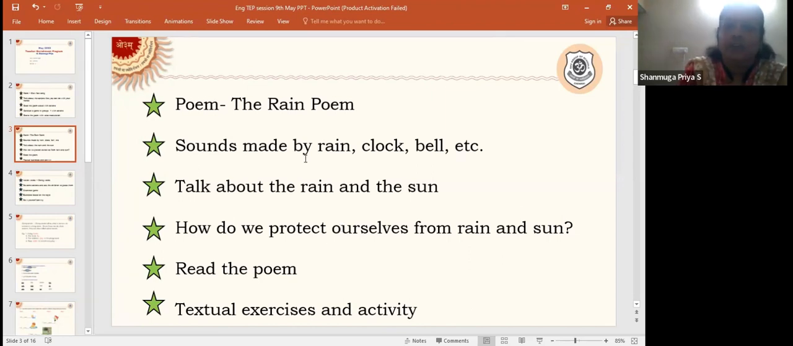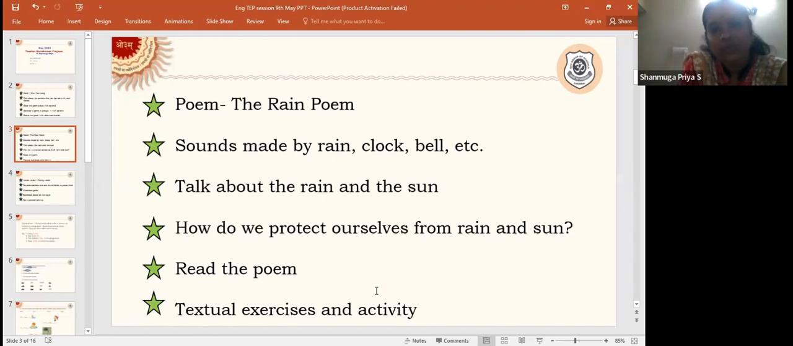Okay, then we'll be discussing the different sounds made by rain, clock, bell, as you said, splashing the water, thunder sound, lightning sound, and all. Then later on we can also discuss, after discussing about rain, what happens after the rain, children? What comes out, we can ask. The children would definitely answer, the sun comes out, the sun shines. So what would you do when the rain is over and the sun begins to glow? What would you do? We can ask.